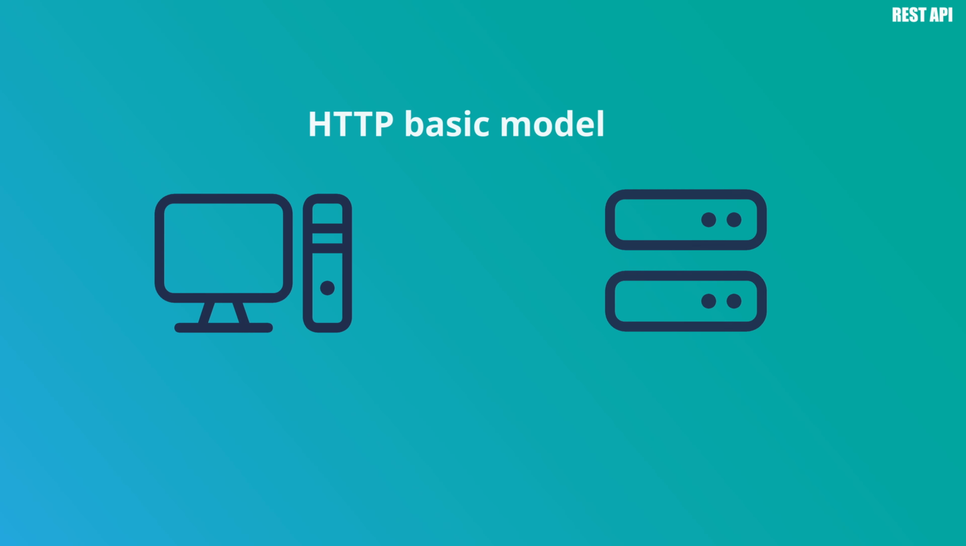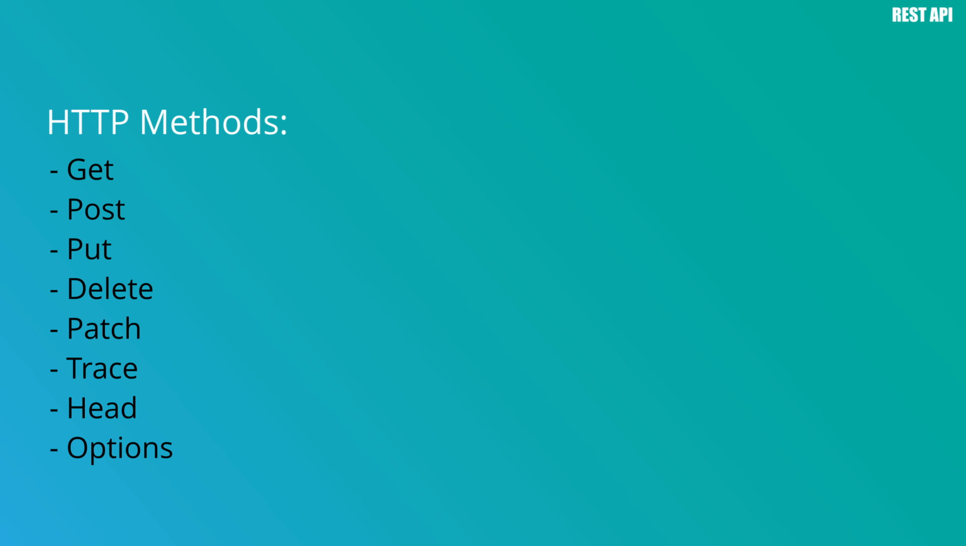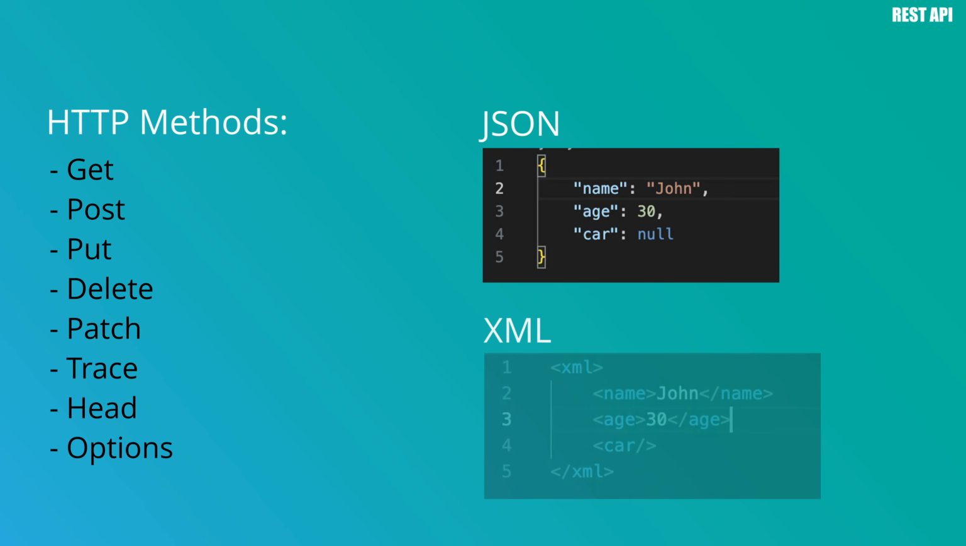REST API utilizes an HTTP request response model, where a client sends requests to a server and the server responds with requested data. REST APIs allow different software applications to communicate over the internet using standard HTTP methods and structured data formats, typically JSON and XML.